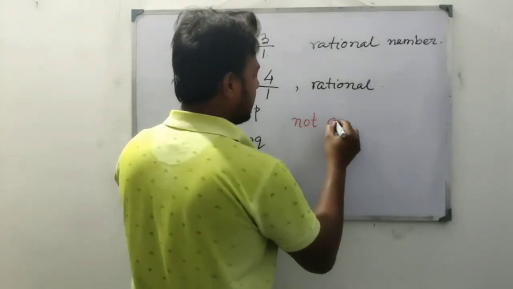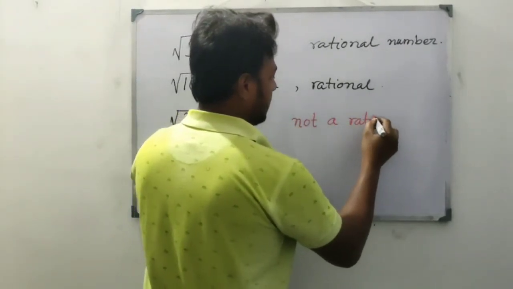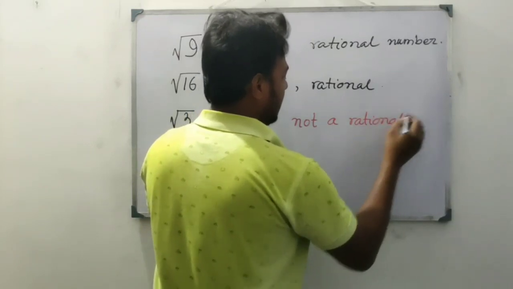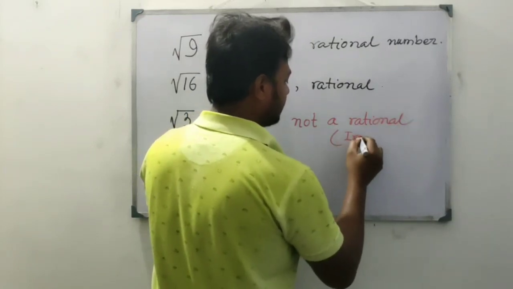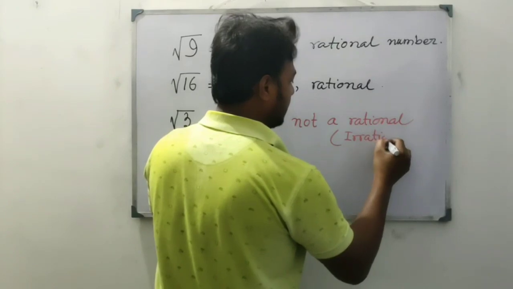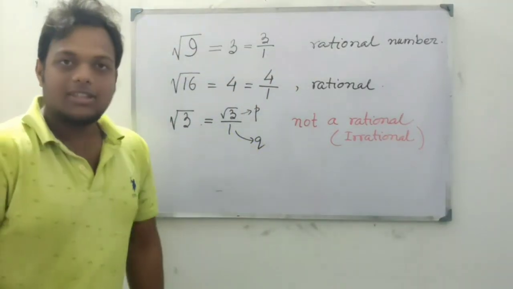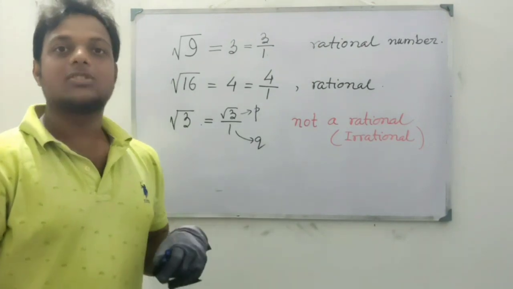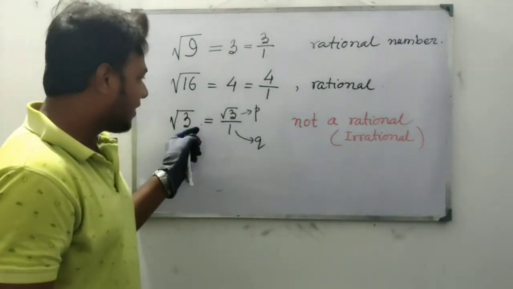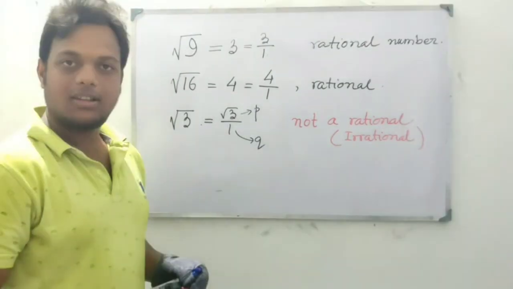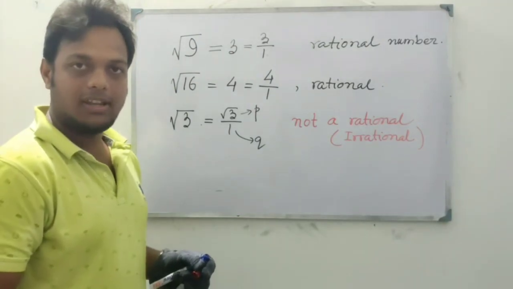Not rational, that means irrational. A number is called irrational if it is not rational. Since it is not rational, it is irrational. Did you get the idea?